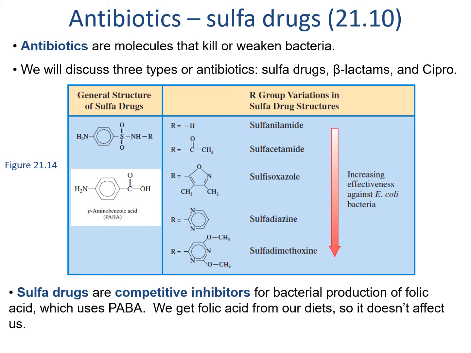Sulfa drugs are going to be competitive inhibitors for the bacterial production of folic acid. Folic acid is produced by using para-aminobenzoic acid, whose structure you can see over on the left. Since all the sulfa drugs have a very similar structure, they can bind into the same active site and prevent the enzyme from functioning on the para-aminobenzoic acid. Since folic acid is required for bacteria, but we get it from our diets, it doesn't affect us at all.